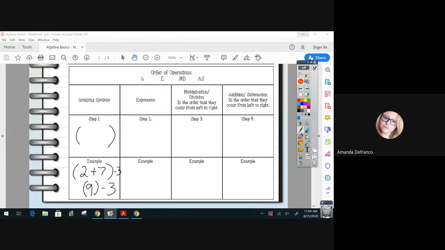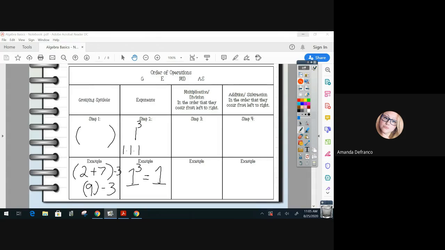Exponents, remember exponents are any number raised to the power of. So if we have 1 to the 3rd, and we have to do that, what is 1 to the 3rd? Remember that 1 to the 3rd is really 1 times 1 times 1. What's 1 times 1? It's 1. So 1 to the 3rd equals 1.